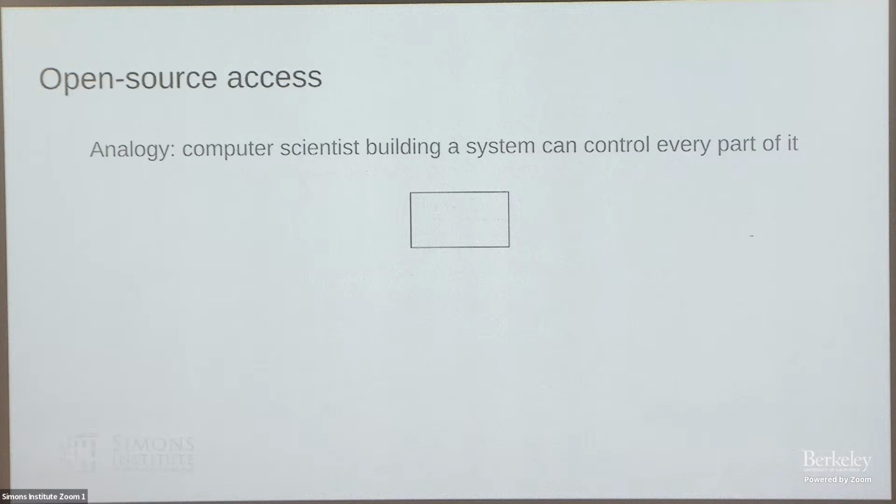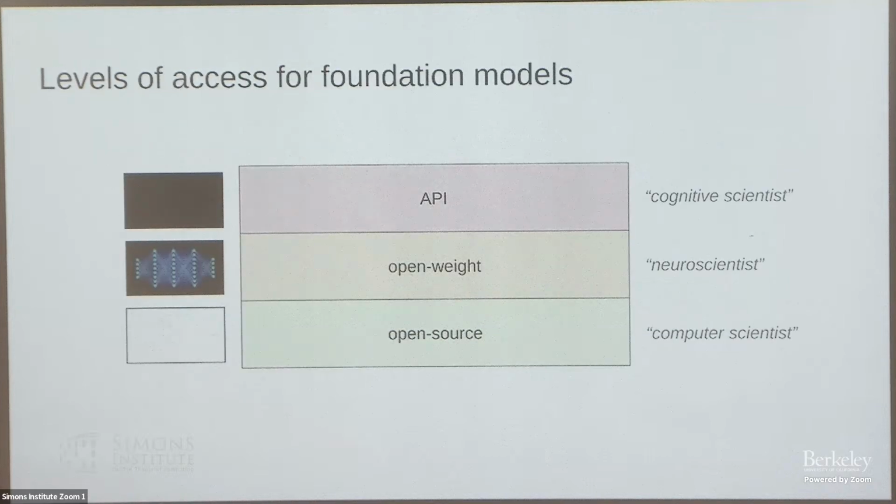But to answer questions like these, you really need deeper access. You need to behave like a computer scientist who is building a system that you can actually control, any part of it. And the opportunity with this type of access is that you can question everything. You want to question the data, the model architecture, the training, and only then, hopefully, will we be somewhere good. So in the rest of the talk, I'm going to descend this layer cake, starting at API access, and along the way, show you some examples of the type of things you can do with each type of access.